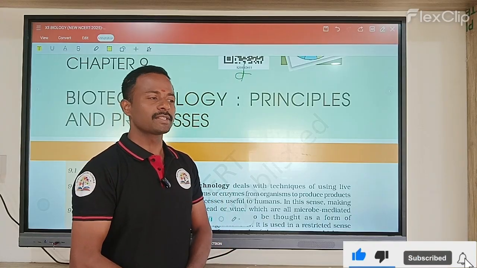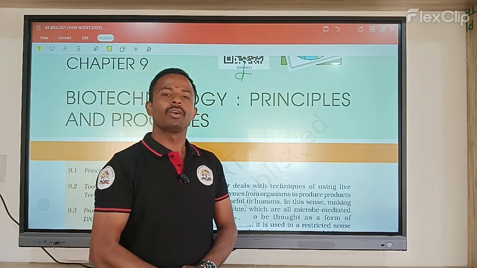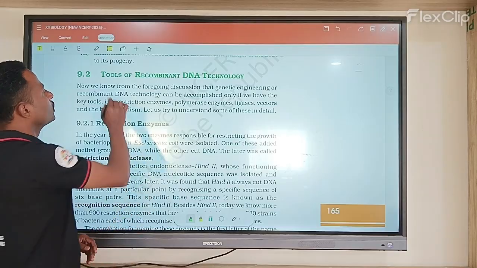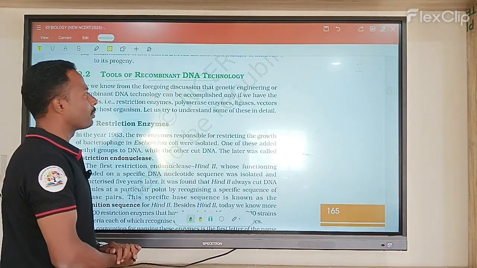For this section we will discuss NCERT Class 12, the chapter Biotechnology Principles and Process. Part 3, Tools of Recombinant DNA Technology. Tools of Recombinant DNA Technology.